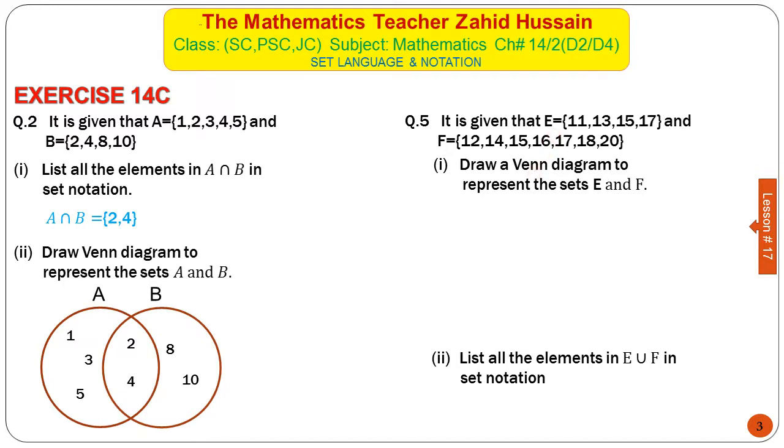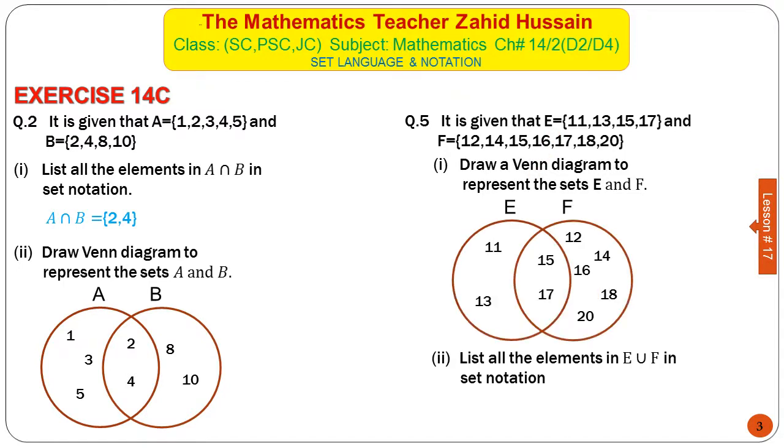So we will draw two circles which will be intersecting like this. The common elements will be written here, 15 and 17. Other elements of E will be written in this region, 11 and 13, and the other elements of F which are not in E will be written in this region, which are 12, 16, 14, 18 and 20. So this is the Venn diagram which represents these two sets.